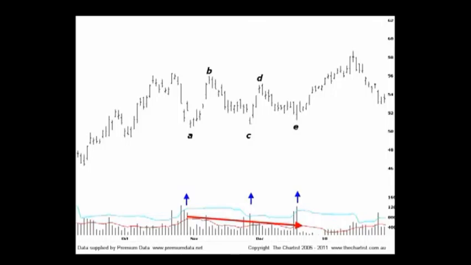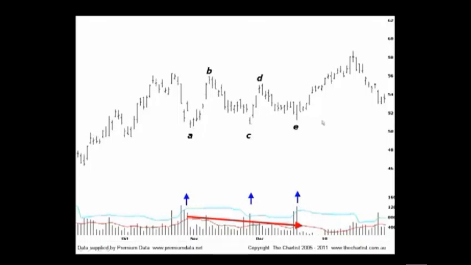Here's a triangle, and again it's very important to understand that during a triangle we've got 5 internal swing points. They must all coil as they do right here, and volume in general is drifting lower. But have a look at each one of the low points. Each one of the low points has an increase in volume, albeit for a day or so.